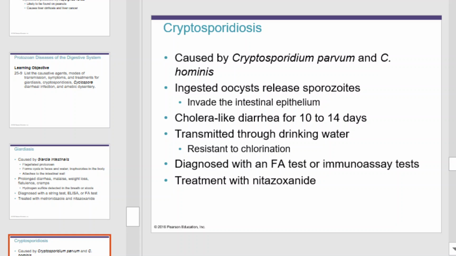Cryptosporidiosis. Cryptosporidiosis is caused by Cryptosporidium parvum and Cryptosporidium hominis. Its ingested oocysts release sporozoites into the patient. These sporozoites will invade the intestinal epithelium and create cholera-like diarrhea for 10 to 14 days. It can be transmitted through drinking water, and it is resistant to chlorination. It can be diagnosed with an FA test or immunoassay test and treated with nitazoxanide.